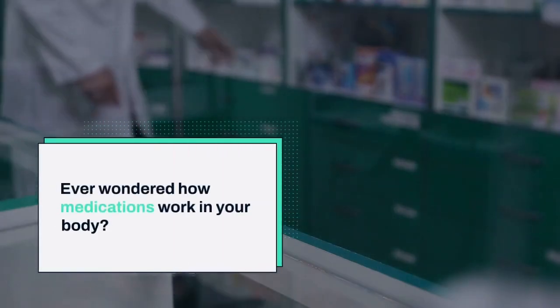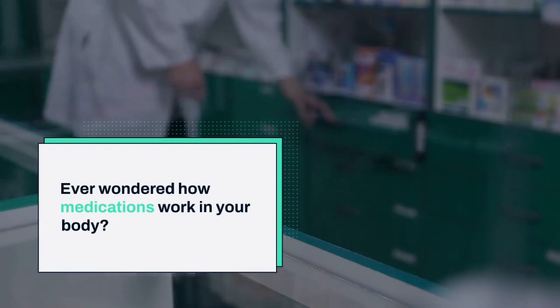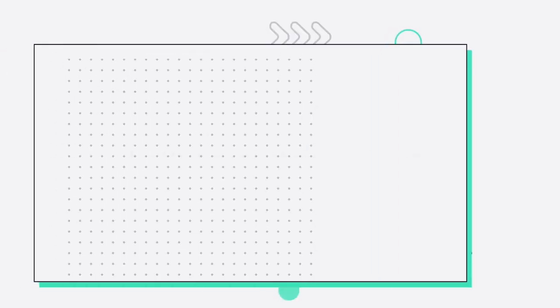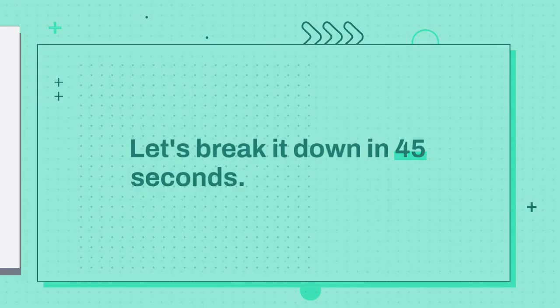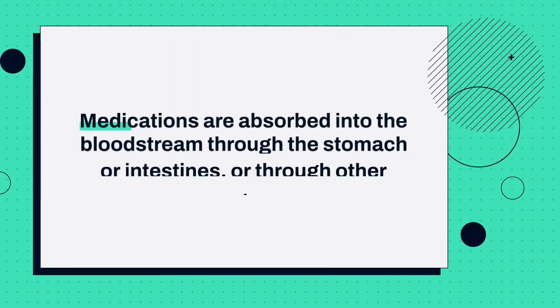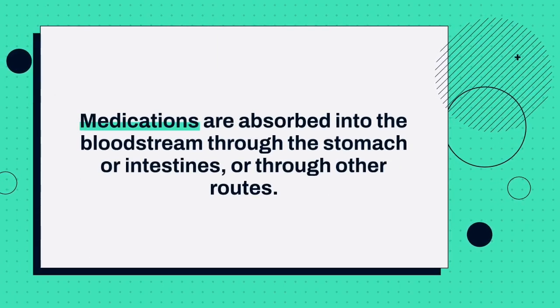Distribution. Once in the bloodstream, the medicine is carried throughout the body, allowing it to reach its target site. The distribution depends on factors like blood flow, the chemical properties of the medication, and the presence of any barriers, e.g., the blood-brain barrier.